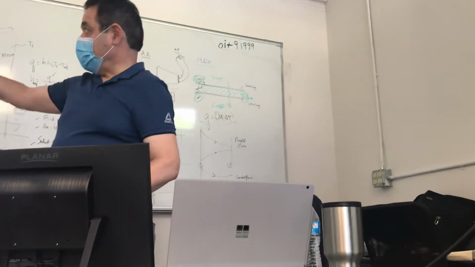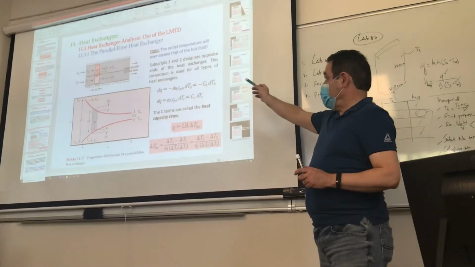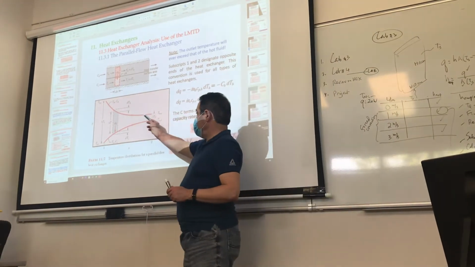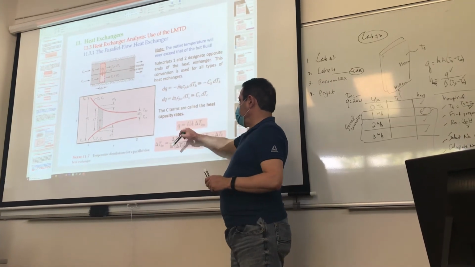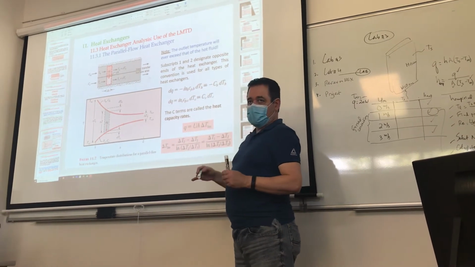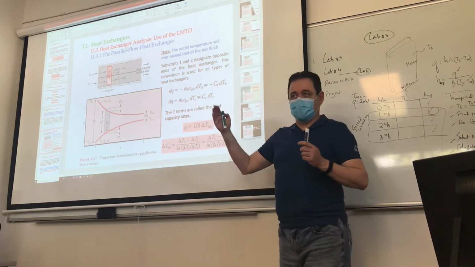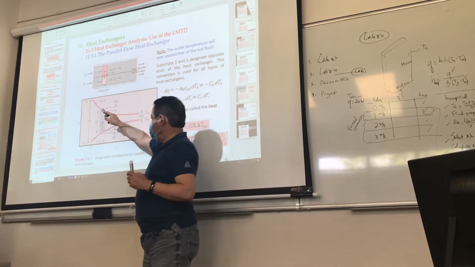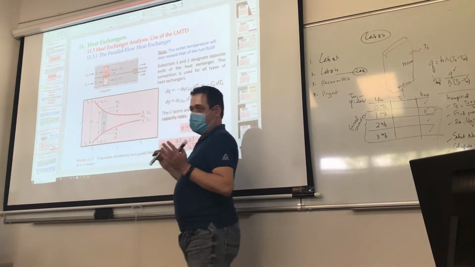Now, again, you guys remember this slide we talked about? This is for a parallel flow heat exchanger. You see how the temperature changes from the inlet to the outlet. So when you are using this equation, the delta T is calculated using what we call the log mean temperature difference, right? And the log mean temperature difference is simply delta T1 minus delta T2 divided by the log of delta T1 over delta T2.